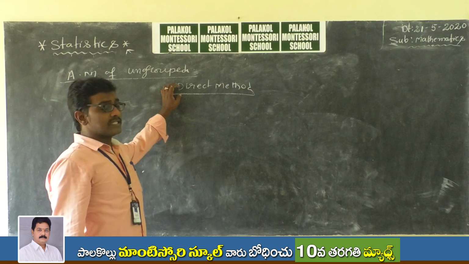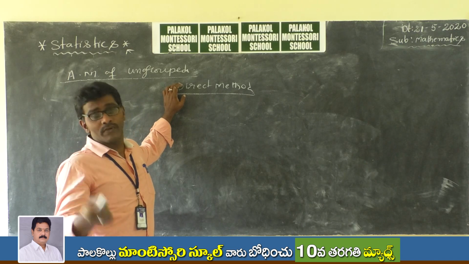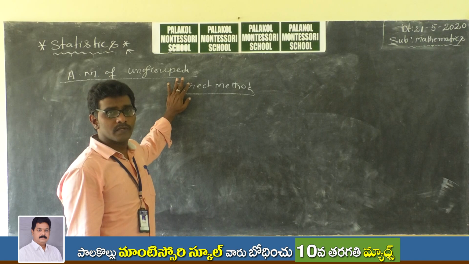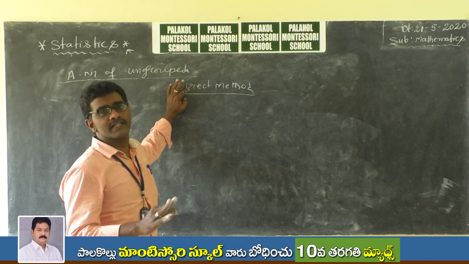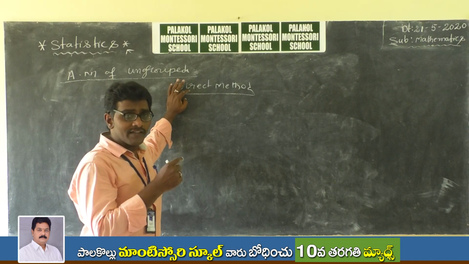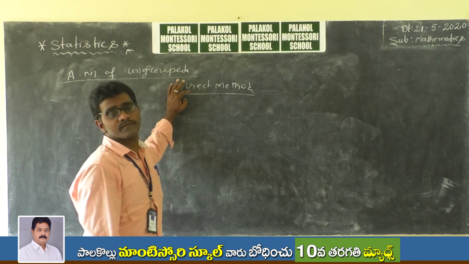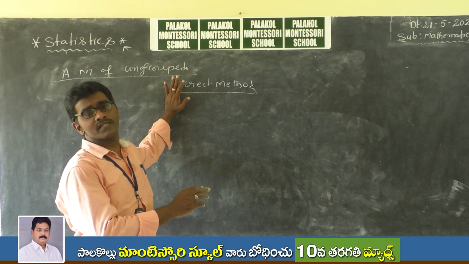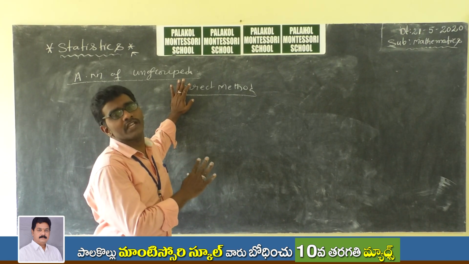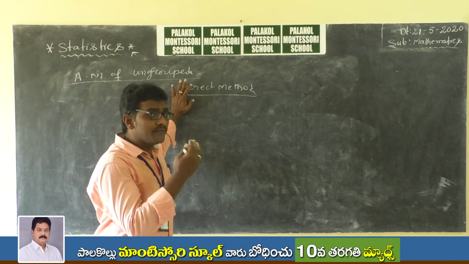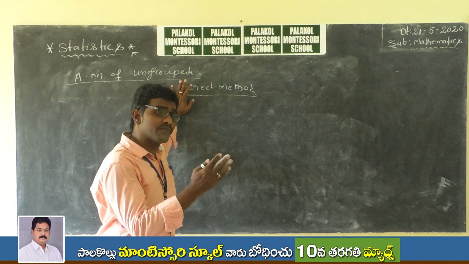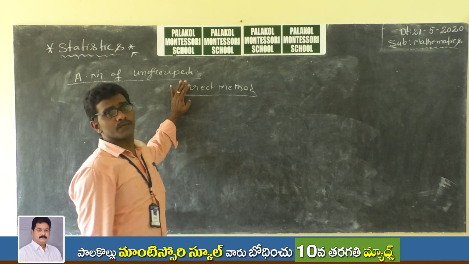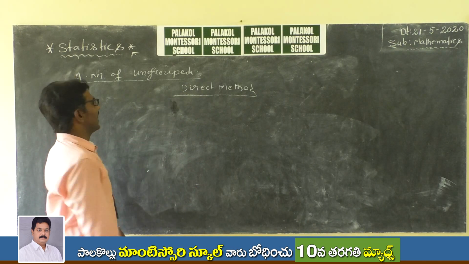Guys, this direct method also exists for grouped data. The formula is the same, but a small difference is there. Here the classification into classes is not given, only some observations and their respective frequencies directly. If class intervals are given, you find the direct method differently. Next class I will explain that one. First discuss this direct method.